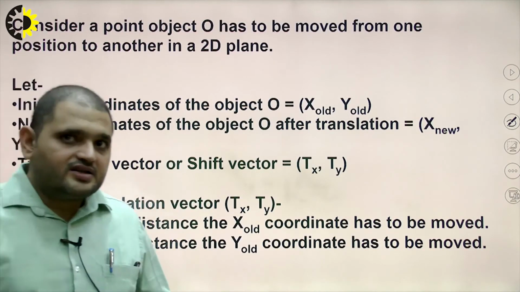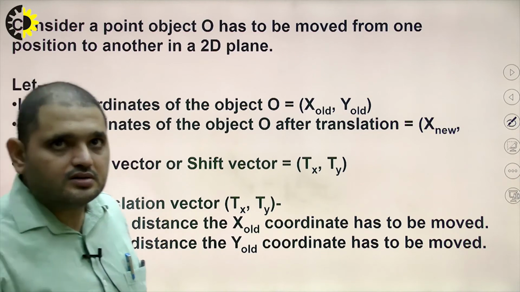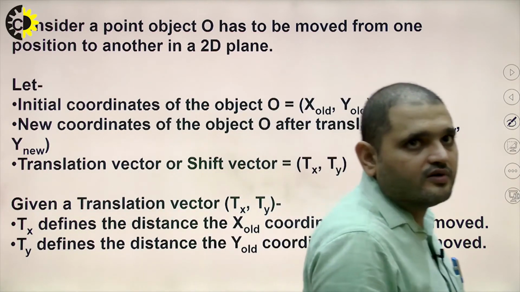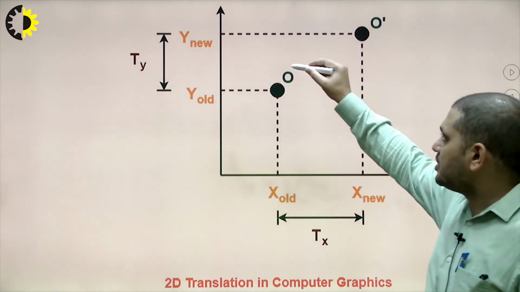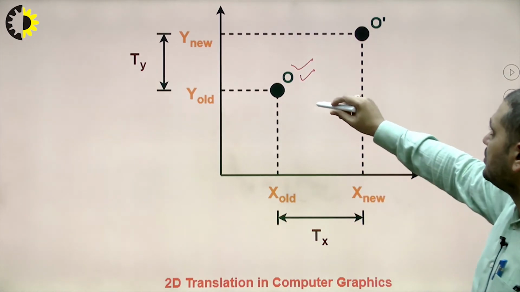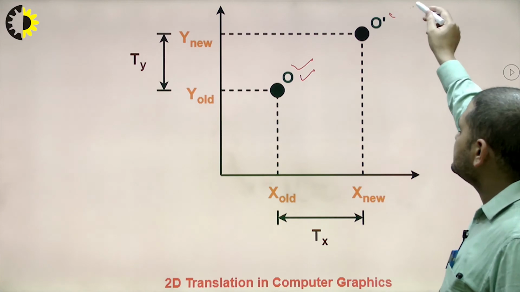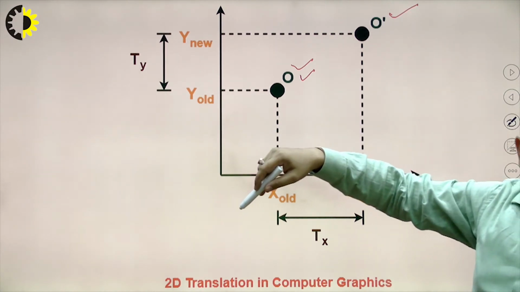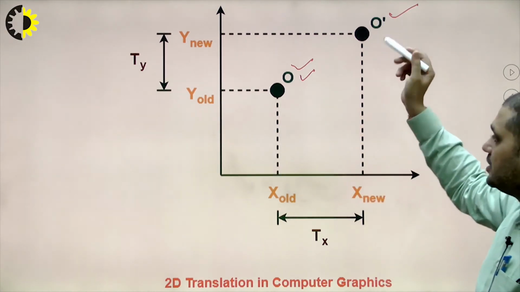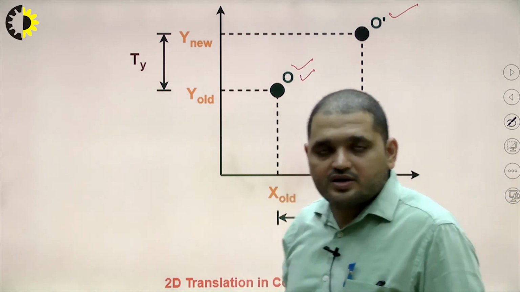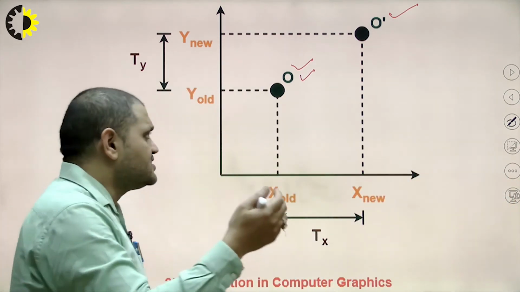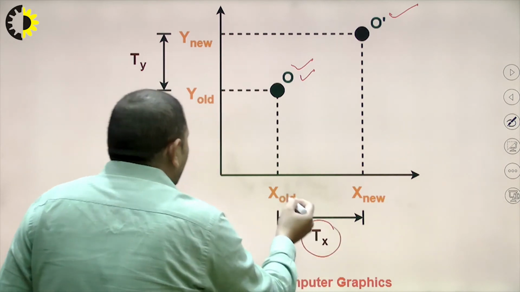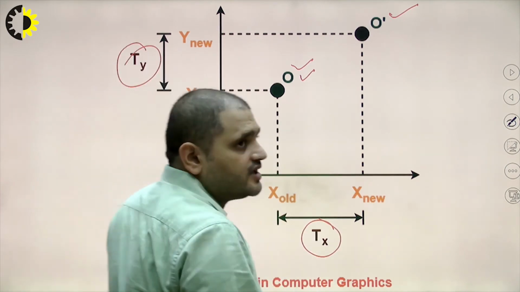Now, for example, consider a point object O that has to be moved from one position to another in a 2D plane. You can see here, this is a point object O which has to be moved from O to O dash, that is the new position. For this, O has to move some distance to be located at O dash. The distance in the x direction is tx and the distance in the y direction is ty.